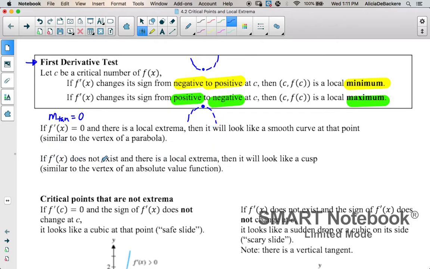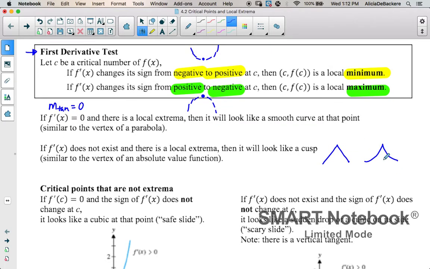If f prime at x does not exist and there's a local extrema, then it's going to look like a cusp. And so that's more like the vertex of an absolute value function. So it could come in like straight lines like this, or it could come in curved as well. So it could come out like this. That would also be an example of a cusp. And of course, it could be a minimum as well. It doesn't have to be a maximum.